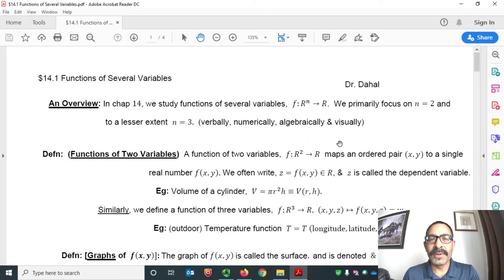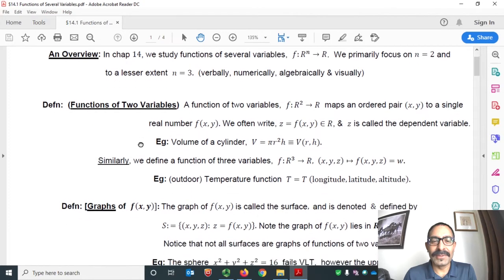If you remember, in our earlier chapter 13, we studied the vector functions. The vector function was going from R to Rn. So here we are going from multi-dimensional space to real lines. Awesome. So let me start with the definitions.